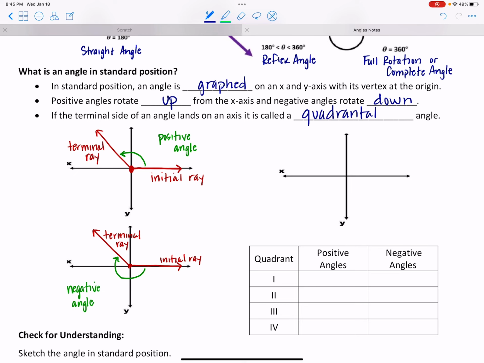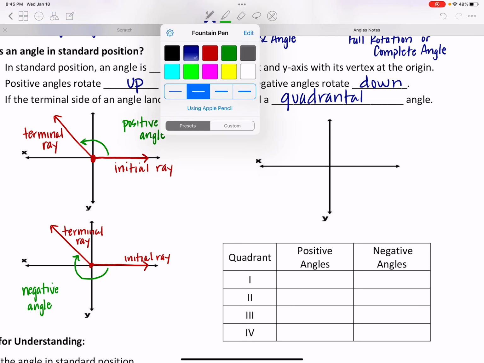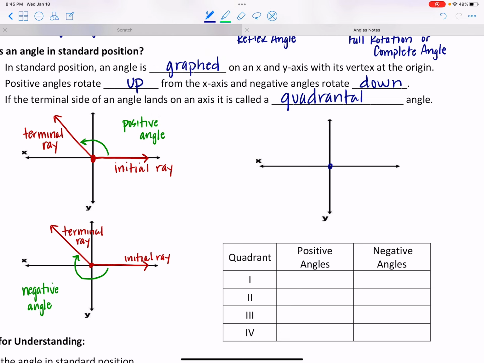Okay, so just want to make sure we're clear, not just the positive and negative, but what types of angles are landing where. If we are looking at quadrant 1, I'm hoping we know, this is the origin of our graph. This is quadrant 1 in our graph. This is quadrant 2. This is quadrant 3. And this is quadrant 4.